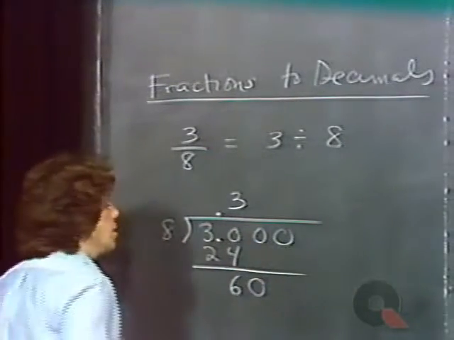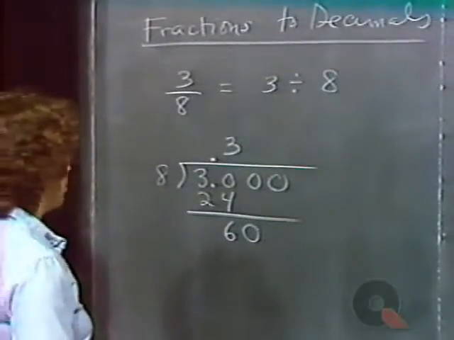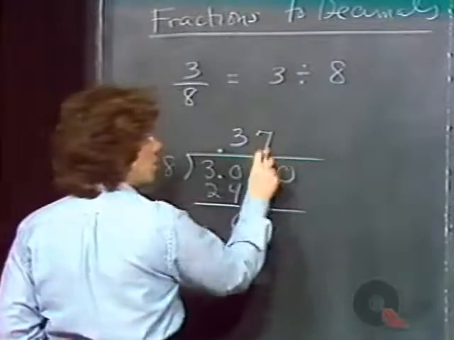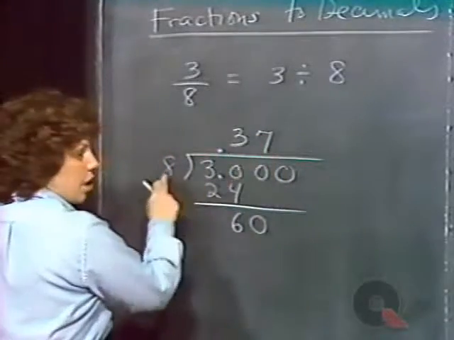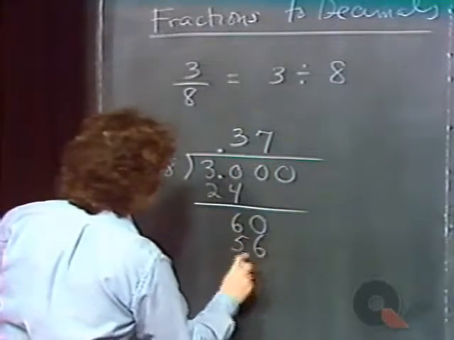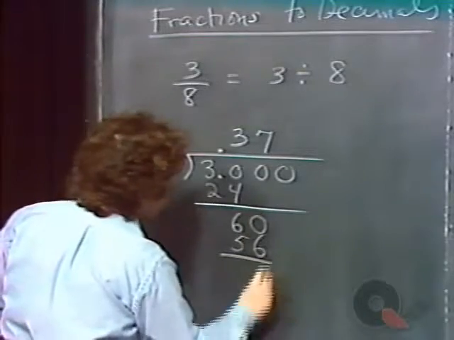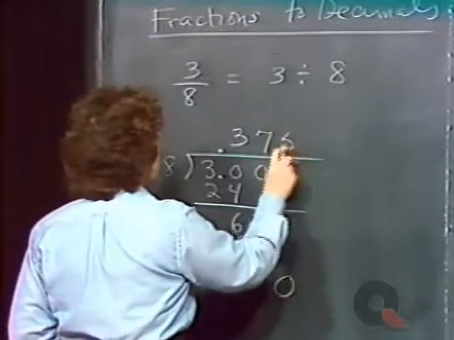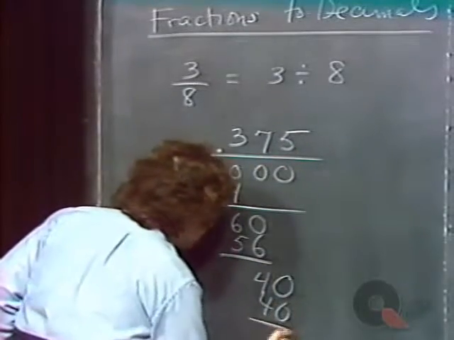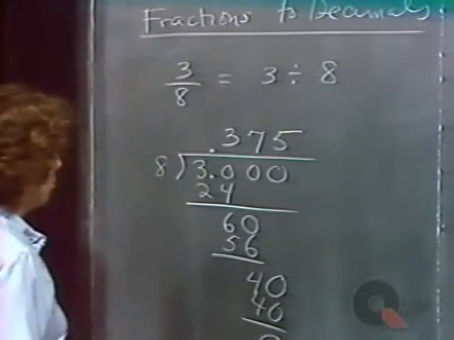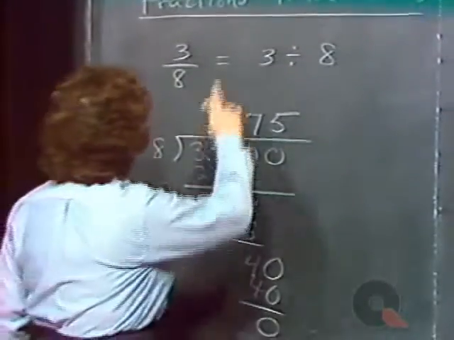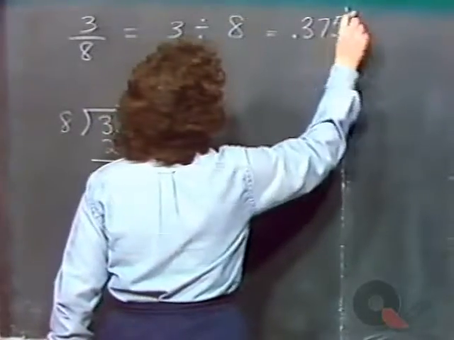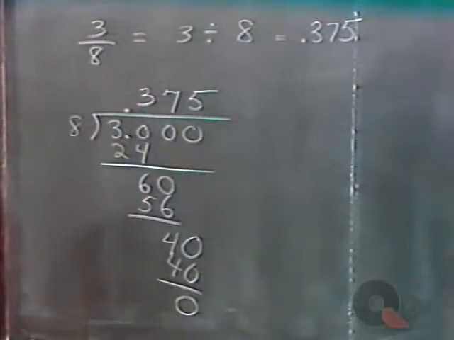Bring down the next digit. 8 into 60 goes 7. 7 times 8, 56. Subtract 4, bring down the next digit, 0. 8 goes into 40 5 times. And in this case, we have remainder 0. And we can write 3/8 as 0.375. That's its decimal representation.